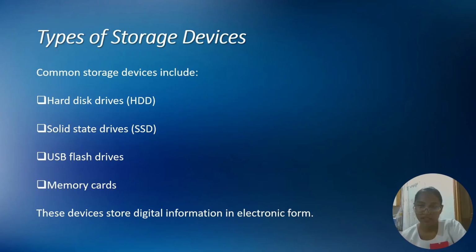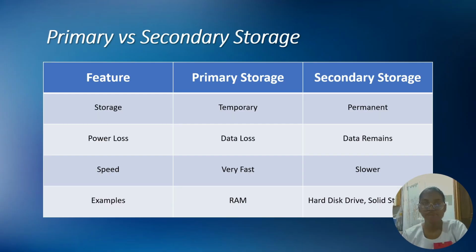Next, we have the primary versus secondary storage. These are two very important categories, and it is important for us to understand the difference. So, primary storage, like the RAM, is volatile, meaning it holds data while the computer is on to help it run apps. And secondary storage, like your hard drive or cloud account, is non-volatile. This is where your files live permanently even when the power is turned off.